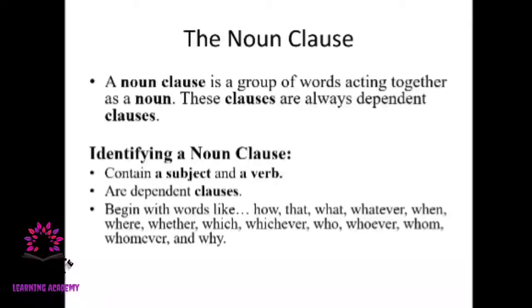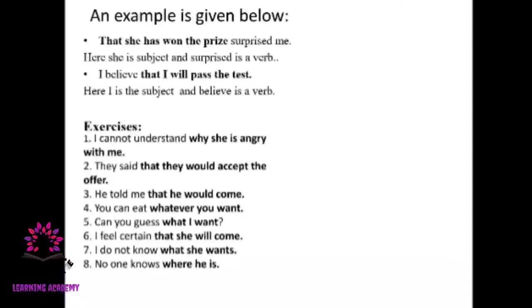When you identify a noun clause, you will find a subject and a verb. It's a long sentence. In that sentence, you find a subject and a verb. And obviously, they are dependent on each other. You can easily find a noun clause because they begin with the words how, that, what, whatever, when, where, whether, which, whichever, who, whoever, whom, whomever, and why. When you underline the noun clause, you have to find these words.